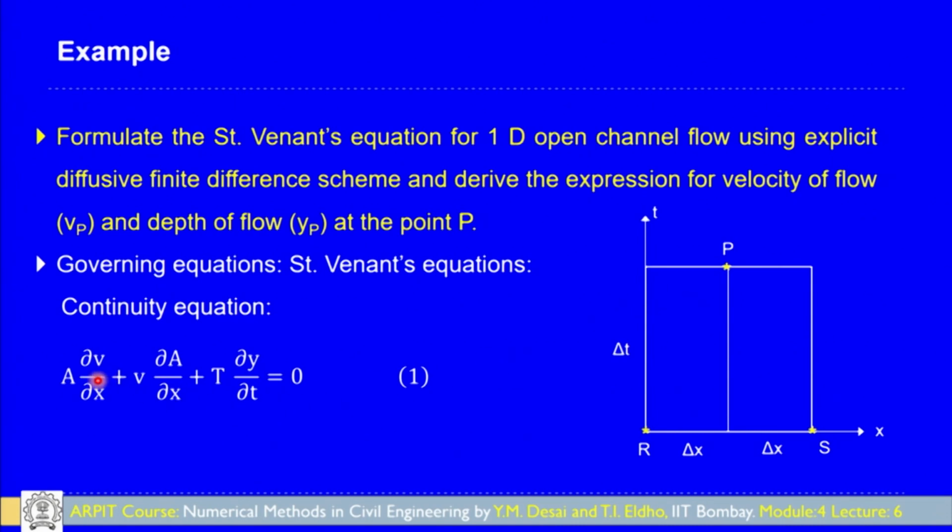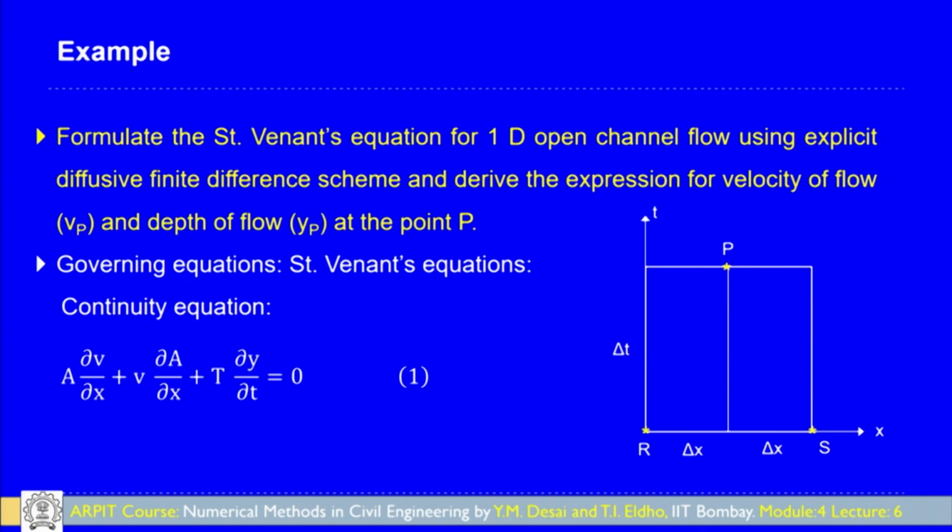The continuity equation we can write as A ∂V/∂x + V ∂A/∂x + T ∂y/∂t = 0. So, here small t is the time step, capital T is the top width of the channel, A is the area of cross section, I mean the flow cross section, V is the velocity, and x is the spatial coordinate in one dimension. This equation is in one dimension.